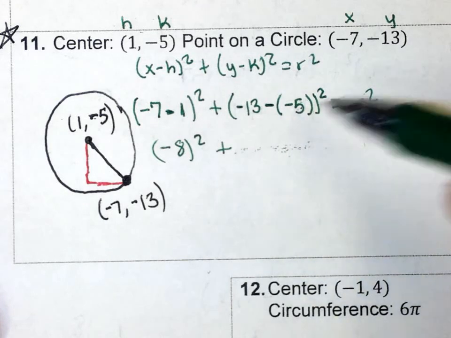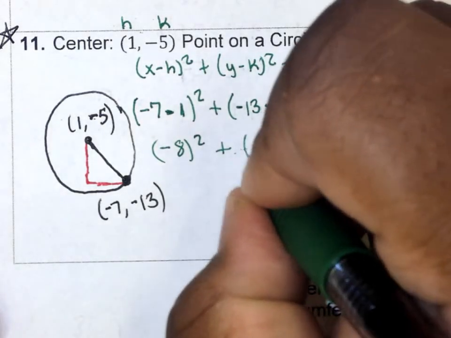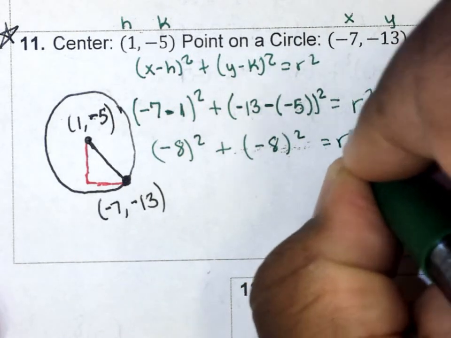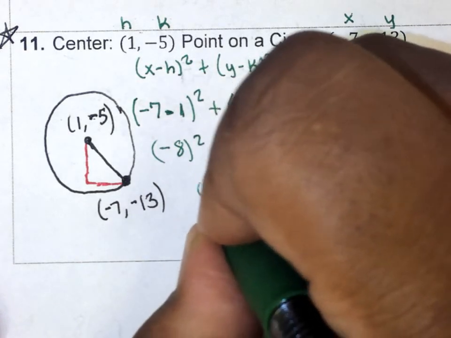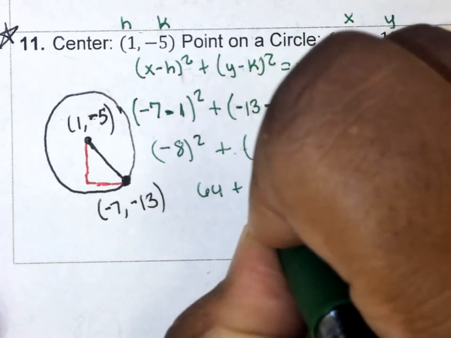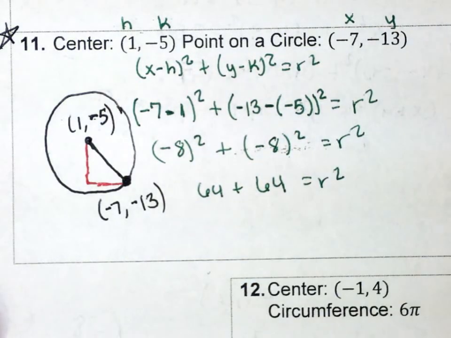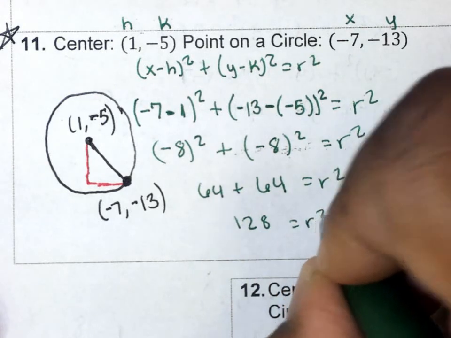And then on this side, -13 basically plus 5, because you know double negatives gives you a plus sign. -13 plus 5 is going to give you another -8 squared equals r squared. And then we can square both of those. -8 squared is positive 64. -8 squared is positive 64 equals r squared. Add those together, you get 128 equals r squared.